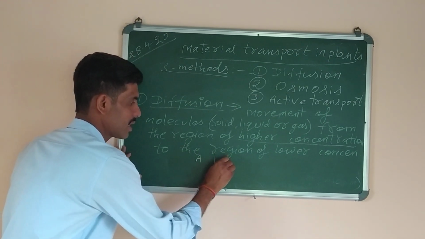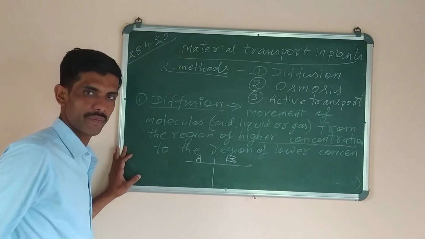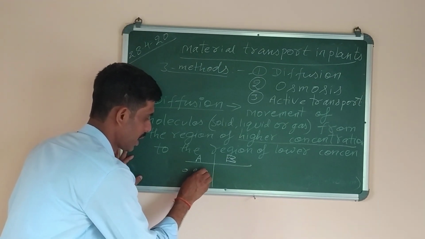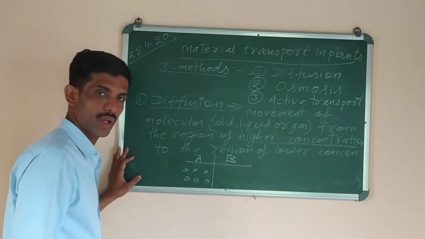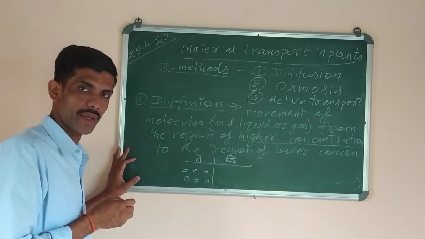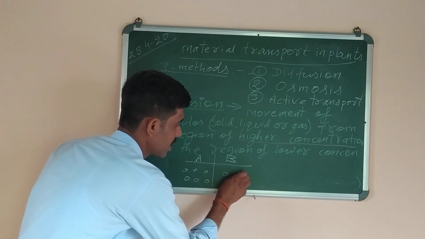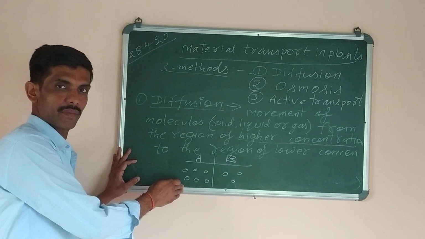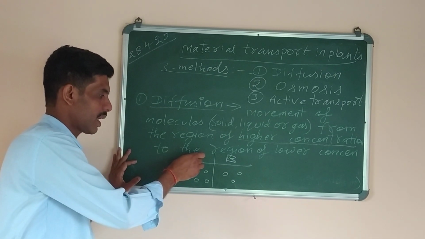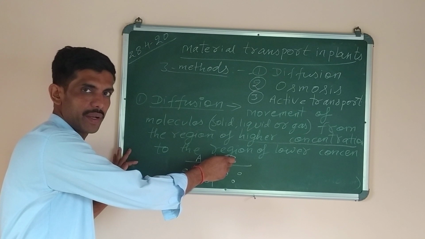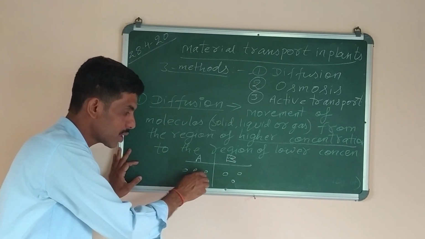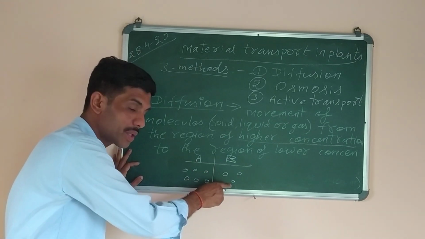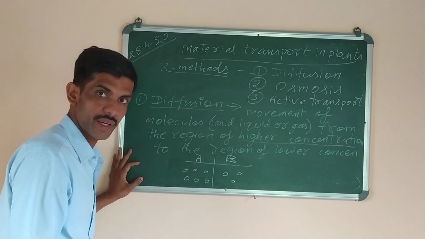This is A, this is B. Two different regions I have shown here. Here the number of molecules, 1, 2, 3, 4, 5, 6. 6 molecules I have drawn. Maybe it is the solid molecules, say. Here only 1, 2, 3 solid molecules I have drawn. Now you can easily say which region, A or B, is highly concentrated. Region A contains more molecules, so it is highly concentrated. Region B contains only 3, so it is lower concentrated.